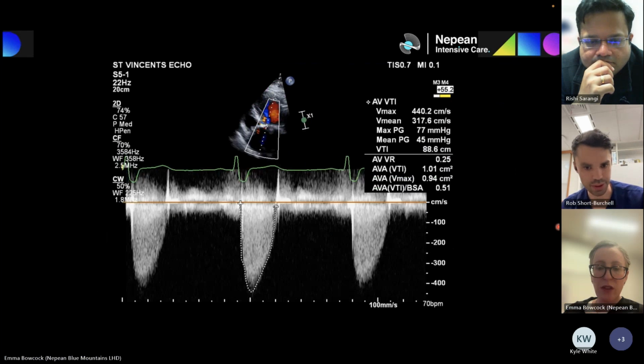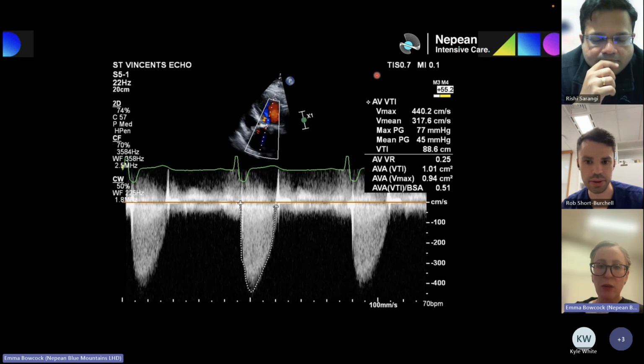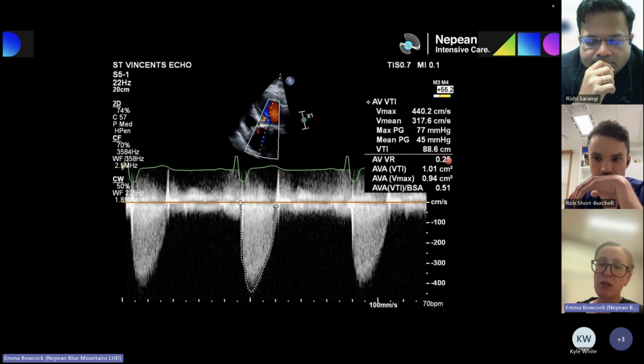Nice, so Rob. So, yep, when you correct for that LVOT VTI, this actually goes down to 0.2 or so rather than 0.25. And aortic valve area goes down to about 0.98 when we do that. So putting it together then, how would you summarize this in your conclusion?